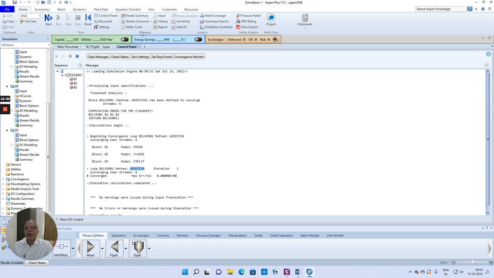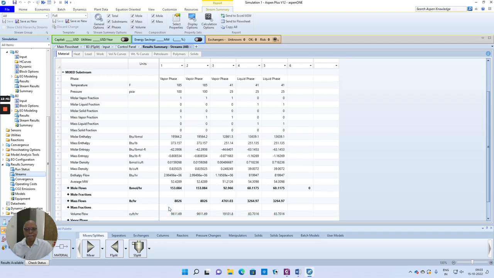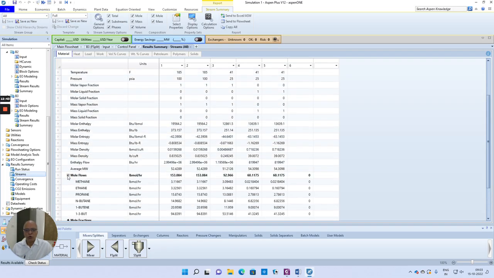Okay. Now let me try to analyze the solution of this problem. You can see, of course, other things. This is what we have given, right? Let me see the mole flows. So stream 3 is the vapor product. Stream 4 is the liquid product coming out from the flash column, right?